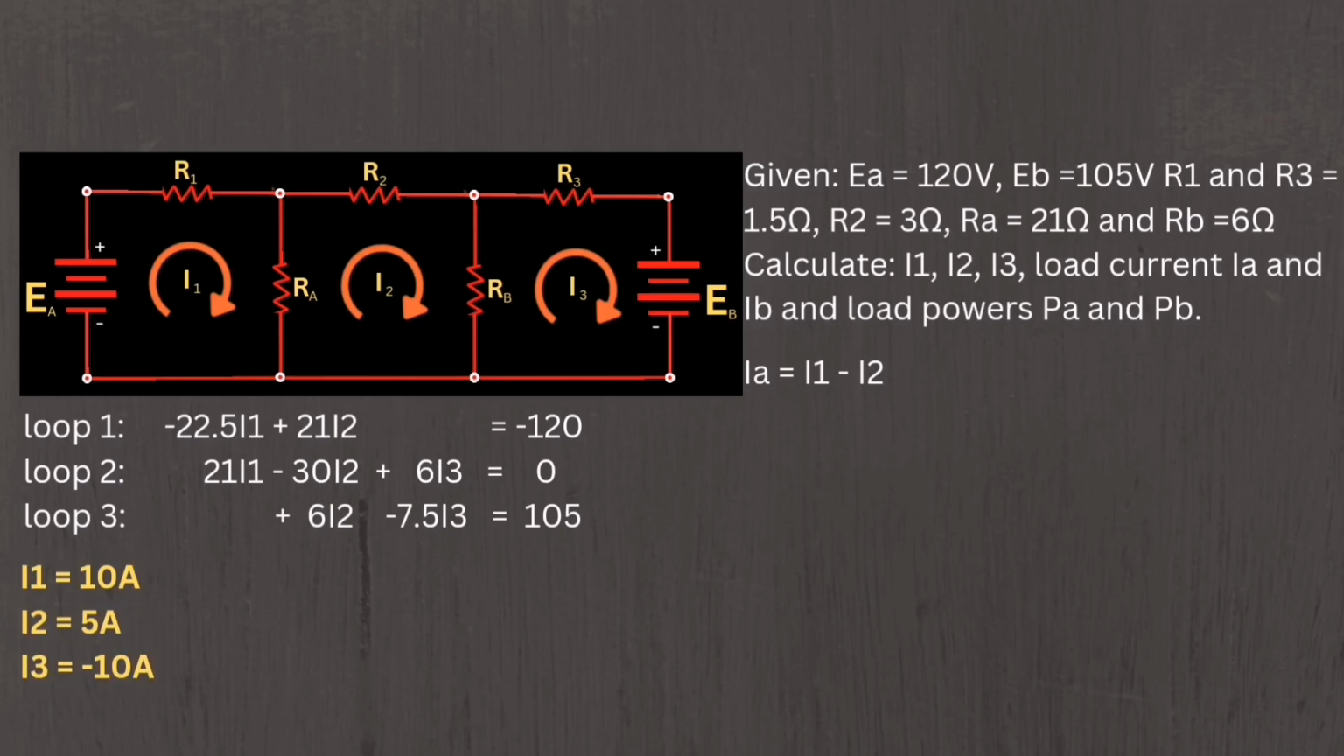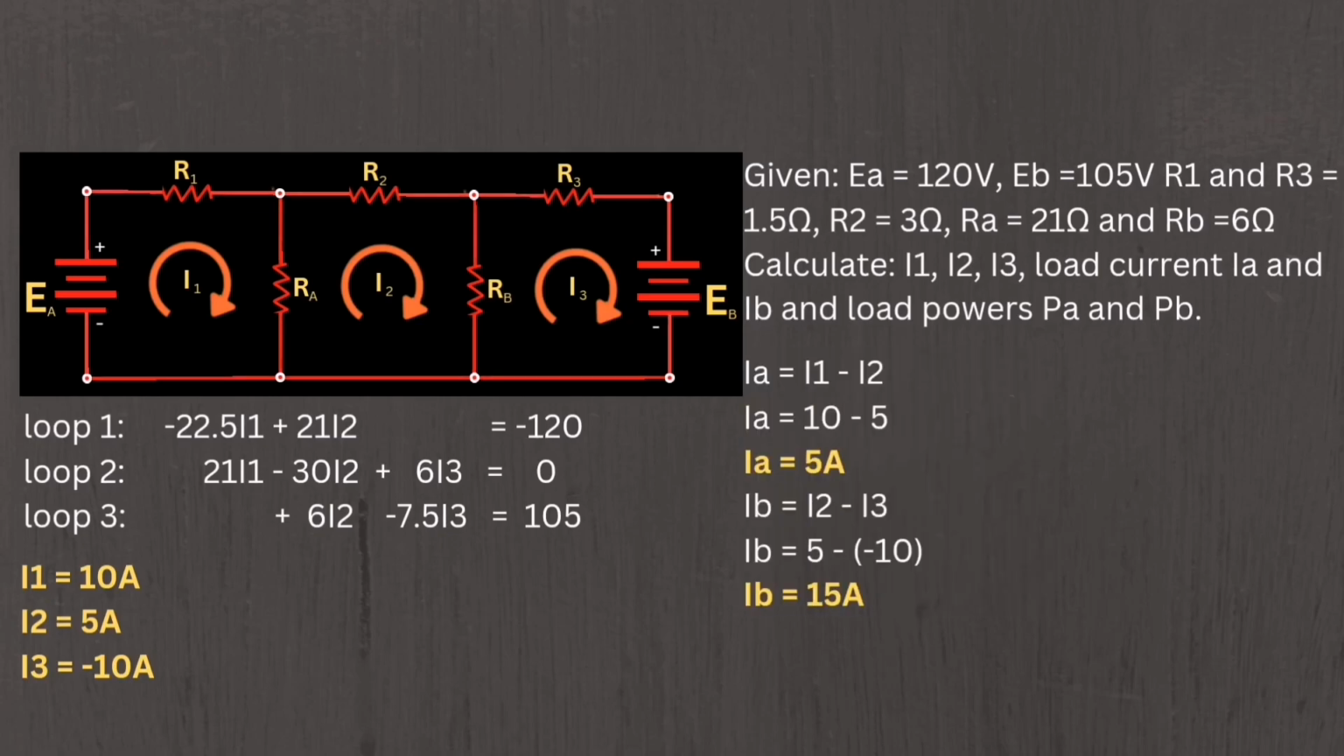So IA will be equal to I1 minus I2. Substituting the values we solved, IA equals 10 minus 5, which will be equal to 5 amperes. And IB will be equal to I2 minus I3. Substituting the values, IB equals 5 minus 10, which will result in 15 amperes.